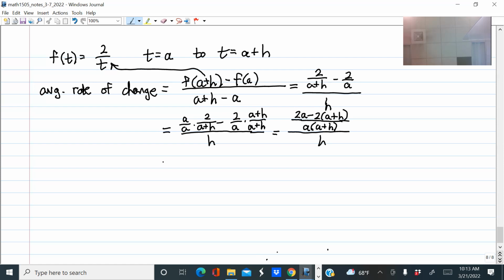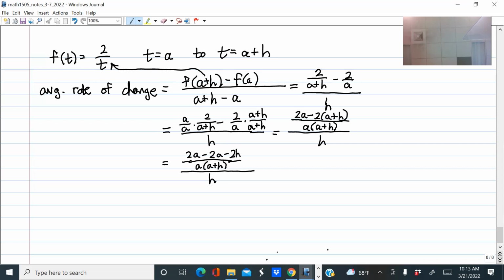All right, now let's start simplifying, okay? So this bottom stays the same. This is just h. Don't multiply the a times the a plus h, just leave it in factored form. So don't change this, but we are going to work on the top a little bit. So let's see, that's going to be 2a minus 2 times a, right? Minus 2 times a is minus 2a, and then minus 2 times h, right?